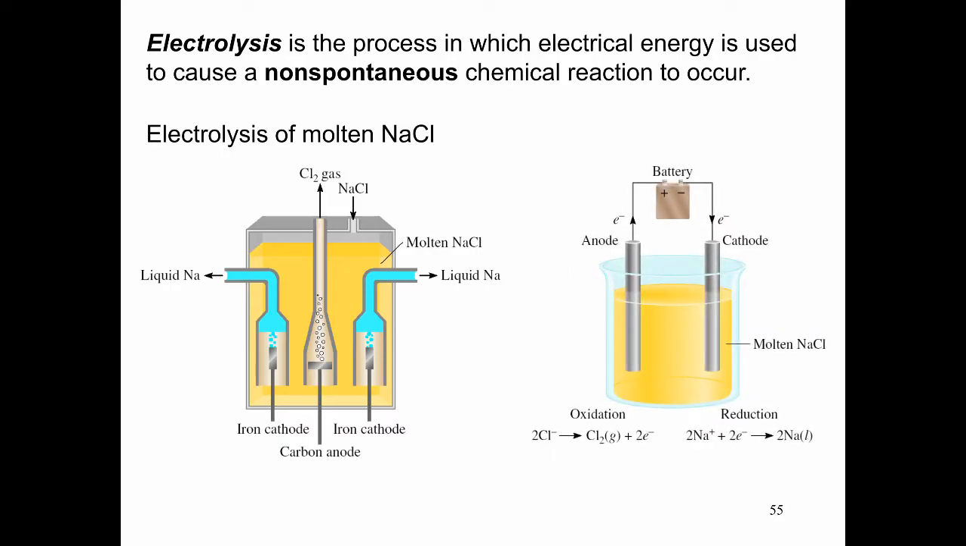This is a more complicated version, but a better version of your molten NaCl cell. Your anode and your cathode are carbon and iron. You are applying energy, or forcefully moving the electrons from your anode to your cathode. On the oxidation side, you are oxidizing chloride to chlorine gas, and on the reduction side, sodium ions to molten liquid sodium. So basically, this is your electrolysis.